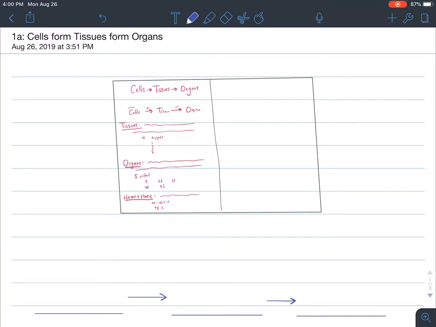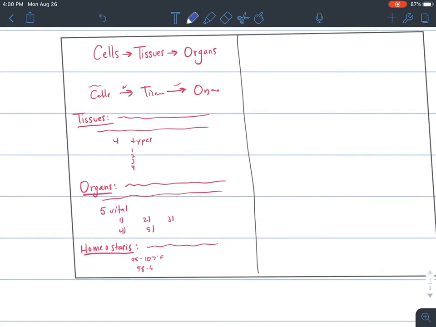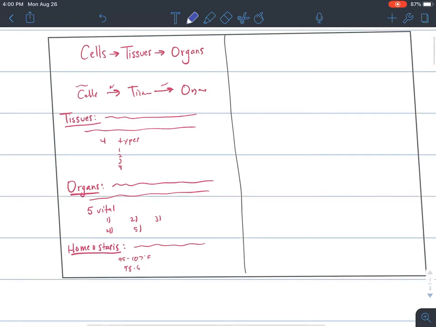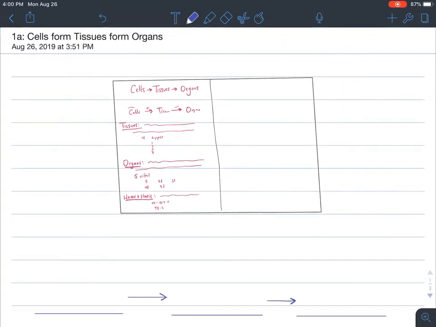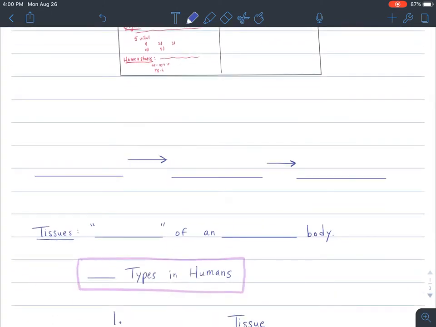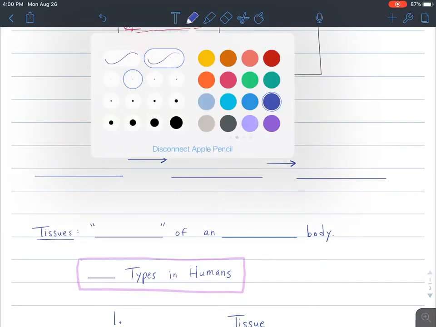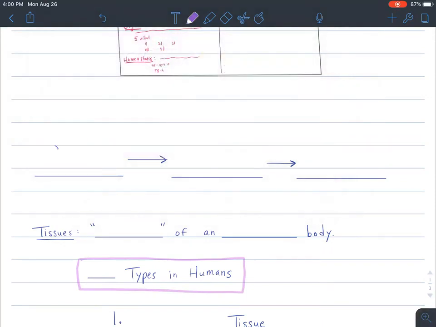This is our first science notebook page in Unit 1A for Healthy Body, the musculoskeletal, respiratory, and cardiovascular systems. So if we look at our page, we need to title it Cells, arrow, Tissues, arrow, Organs, and then you'll see some information. We're going to define tissues and talk about organs a little bit. And finally, at the end, we'll discuss homeostasis. All right, so to begin, you can probably guess what's going to go in these three blanks here. And so we're going to begin by looking at how cells are going to form.